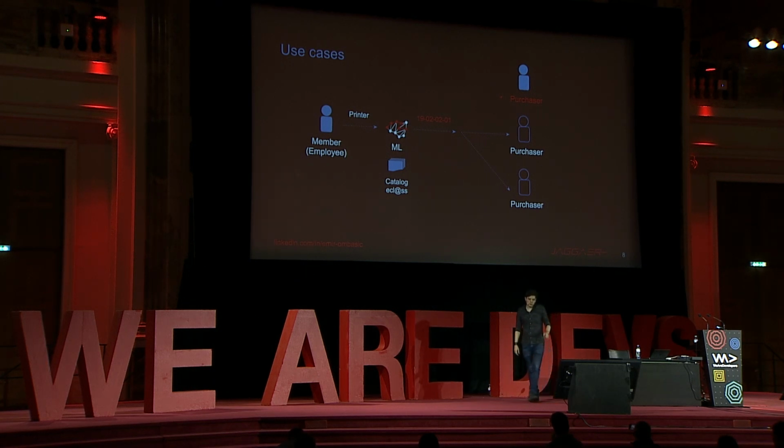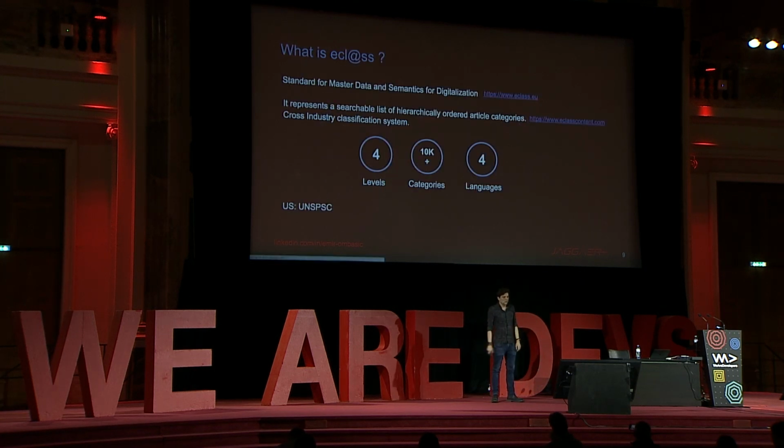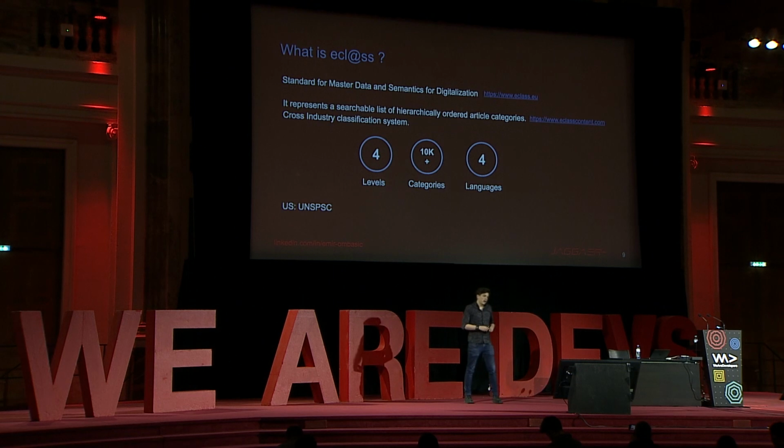Now, this solution classifies articles towards the so-called A class. What is an A class? It's essentially a cross-industry classification standard, and it's used as a common language between purchasers and suppliers. So if you have some product, you will probably be able to map it to one of the categories of this classification standard. It has 4 levels, contains more than 10,000 categories, and supports 4 languages. It's an international standard, but it's mostly used in Europe.